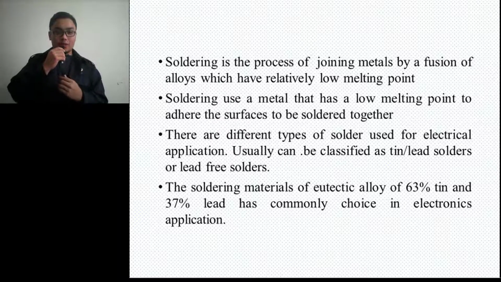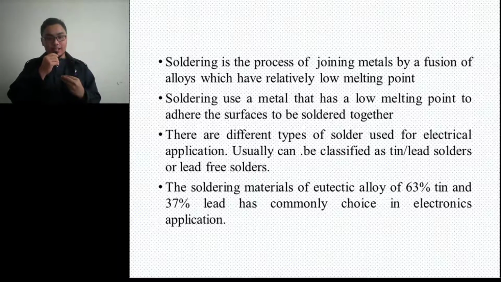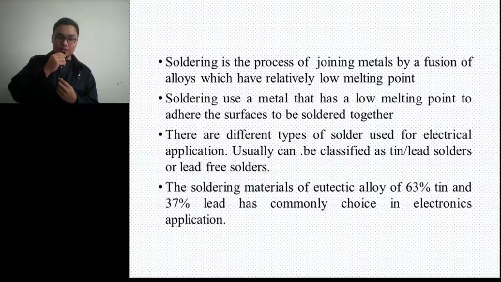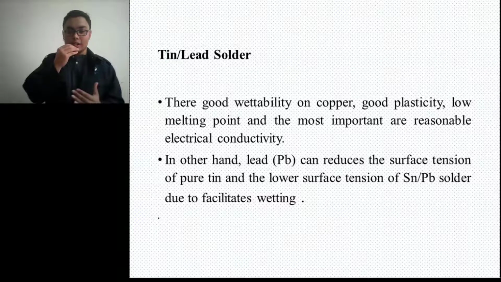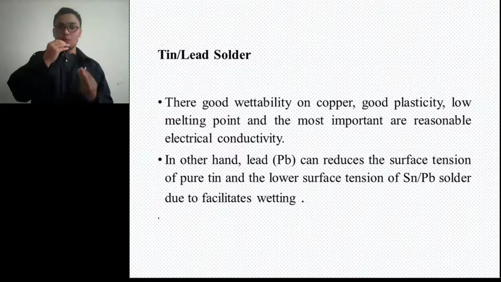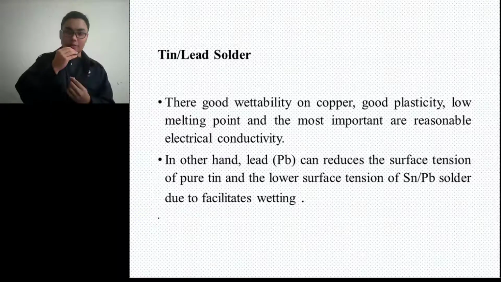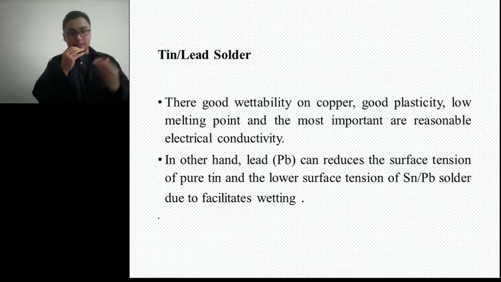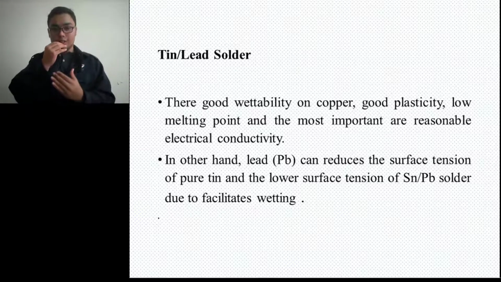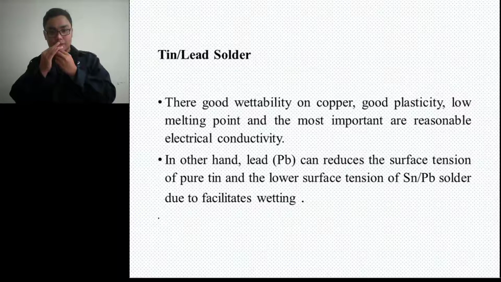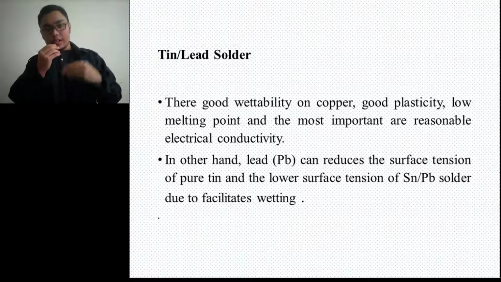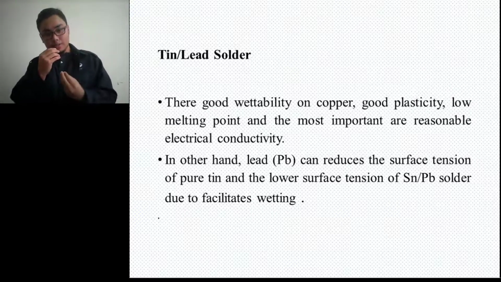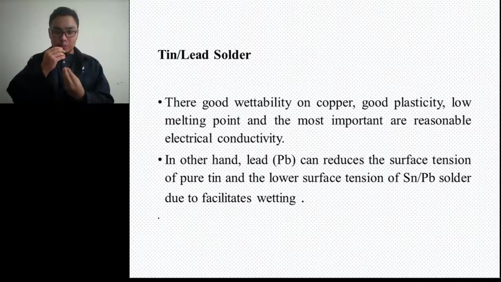The eutectic alloy that is commonly used as soldering material is 63% tin and 37% lead. So why is tin-lead commonly used nowadays? It has good wettability on copper, good plasticity, a low melting point, and most importantly, reasonable electrical conductivity. On the other hand, lead, Pb, can reduce the surface tension of pure tin, and the lower surface tension of SnPb solder facilitates wetting.